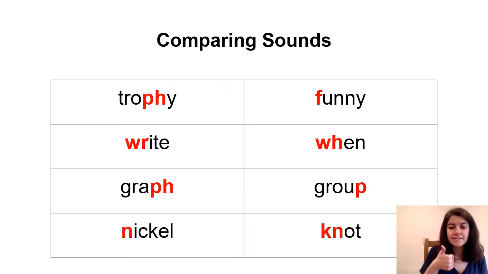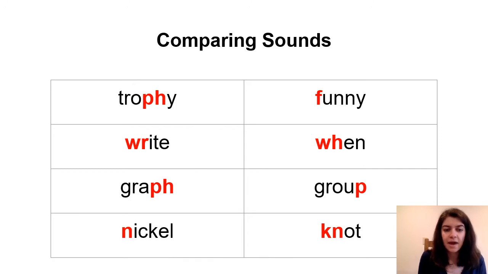Do those sound the same or different? Show me what you think. Those sound different. Those are different sounds. Let's look at the next ones. Gr, a, f, graph. Gr, oo, p, group. I see a P in both of those. Let's think about what sound those letter teams and letters make.